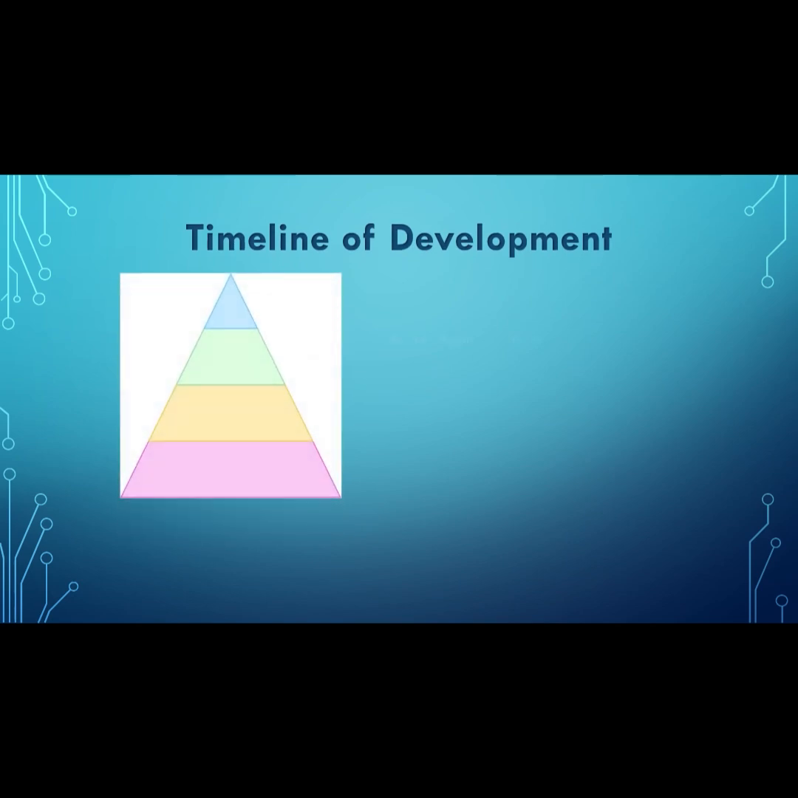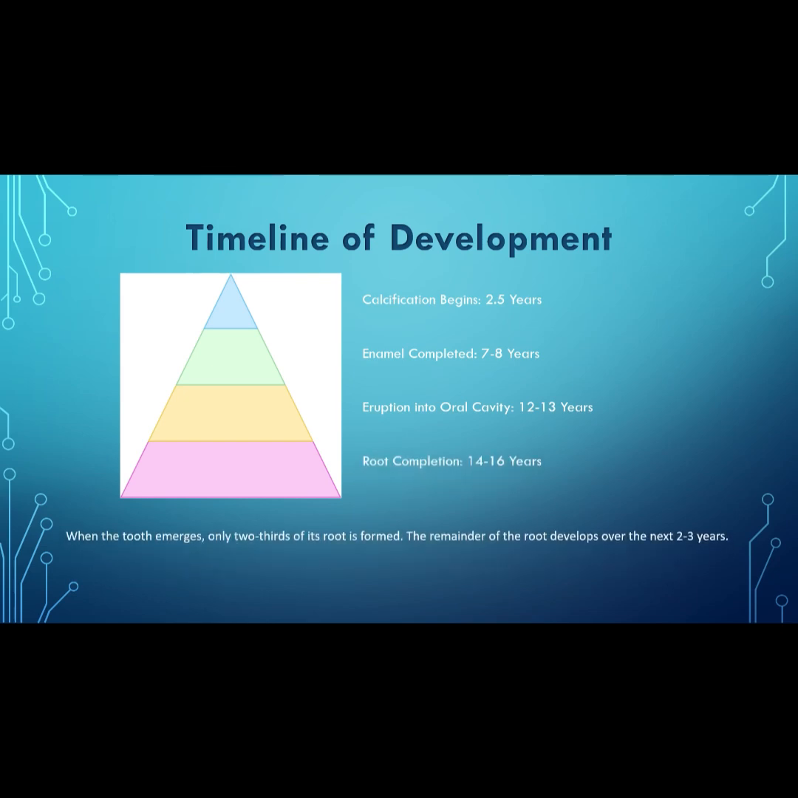Timeline of development. Calcification begins at 2.5 years. Enamel gets completed around 7 to 8 years. Its eruption in the oral cavity is at 12 to 13 years and the root gets completed around 14 to 16 years. When the tooth emerges, only 2/3 of its root is formed. The remainder of the root develops over the next 2 to 3 years.